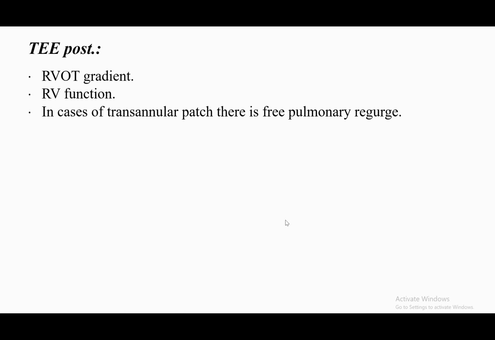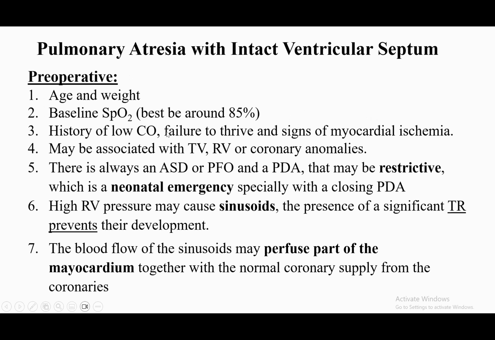After some years, he may come back with right-sided dilatation, and he may need this pulmonary regurg to be corrected either by surgical repair or transcatheter pulmonary valve implantation or whatever. TE post, we check the gradient, the RV function, and there would be a free regurg in transannular patch.